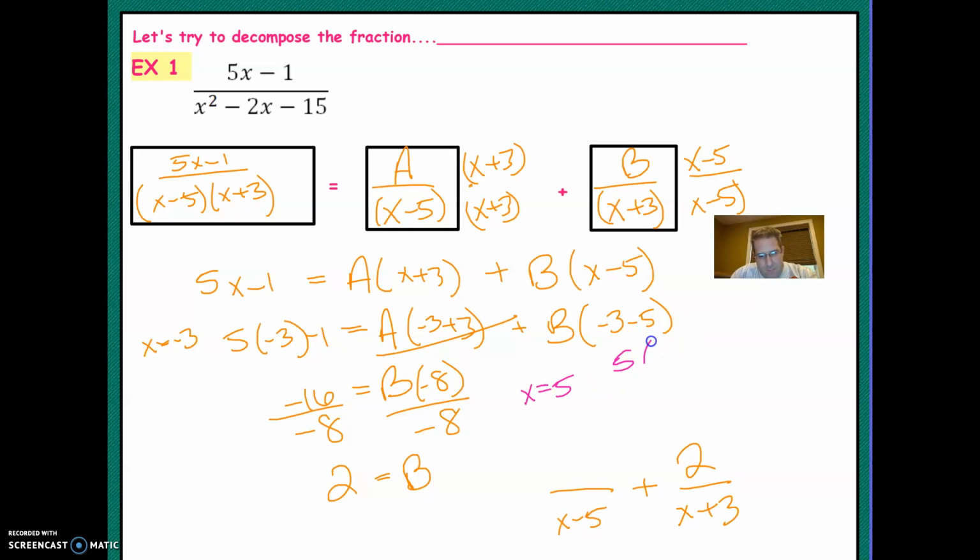So we get 5 times 5 minus 1, that's the left-hand side, equals A times x plus 3, which would be 5 plus 3. And then we're going to add B, I know I'm running out of space, and 5 minus 5. Okay, so now we know 5 minus 5 is nothing, so that's going to eliminate B. So we're left with what's left over here. 5 times 5 is 15. 15 minus 1 is 14. And then A times 5 plus 3 is 8.